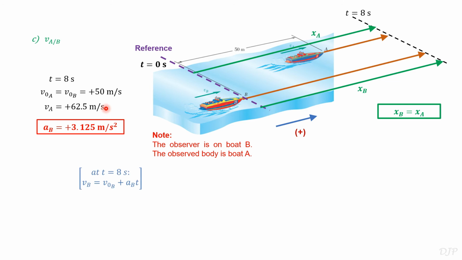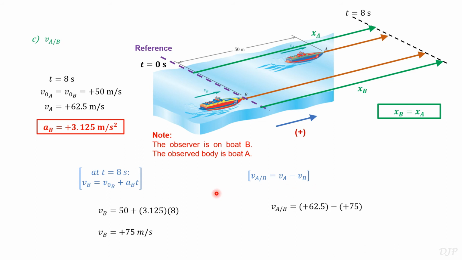So by using this second kinematic equation to solve for v sub b, we need to substitute the known values, and that is 50 for the initial velocity of boat B, and 3.125 for a sub b, and 8 for the time. This will give us the value of v sub b equal to positive 75 meters per second. Now that we have the value of v sub b and v sub a, we just plug in these two values in this equation to solve for the relative velocity.